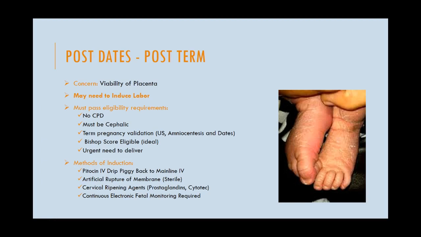Other methods to induce are artificial rupture of membranes. This is done by the physician, and obviously it's a sterile procedure. Cervical ripening agents are also things that we use. So, for example, Cytotec and Cervidil, other prostaglandin agents. We use that to help ripen the cervix and prepare it for labor. Those are ideal to use whenever the Bishop score is not good.